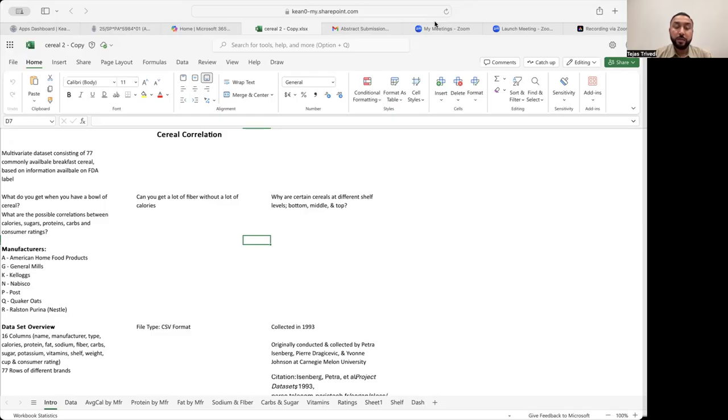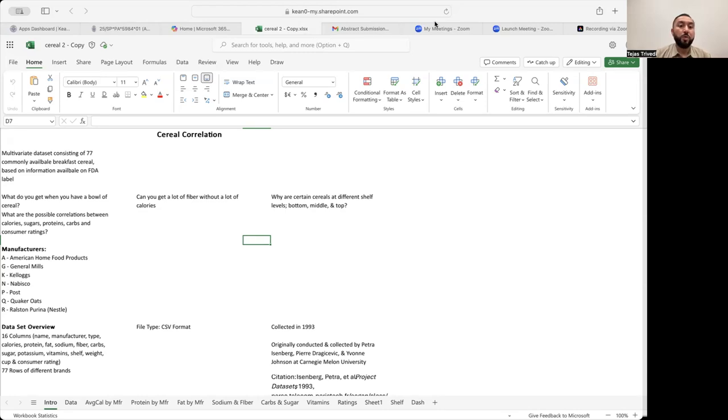So what I'm going to share is this project, a multivariate data set consisting of 77 commonly available breakfast cereals based on information on the FDA label. Some of the common questions that we're going to explore is: what do you get when you have a bowl of cereal?